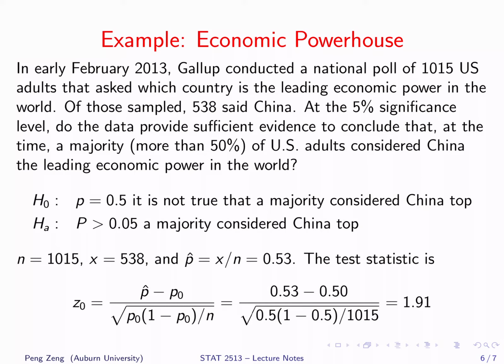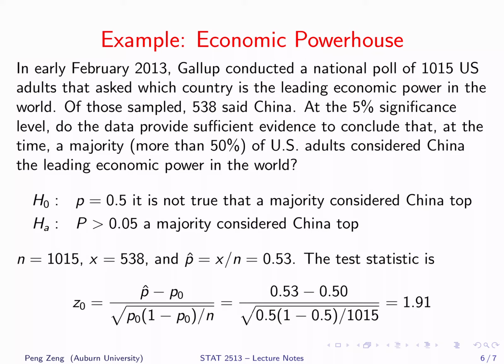In early February 2013, Gallup conducted a national poll of 1,015 US adults that asked which country is the leading economic power in the world. One of those sampled, 538, said China. At the 5% significance level, do the data provide sufficient evidence to conclude that at the time, a majority of US adults considered China the leading economic power in the world?